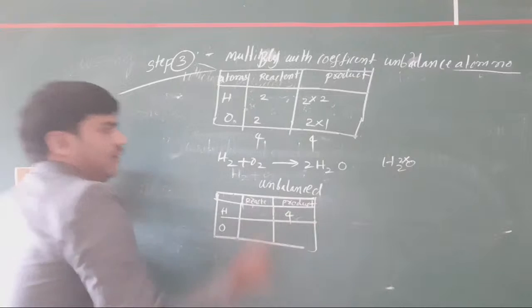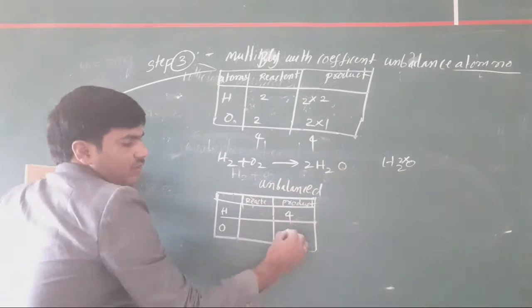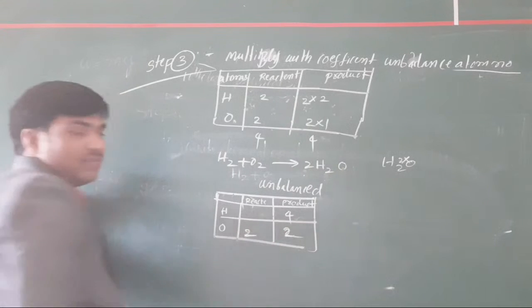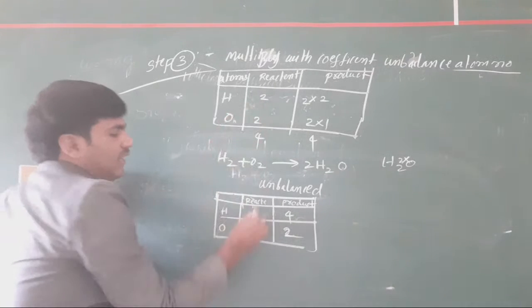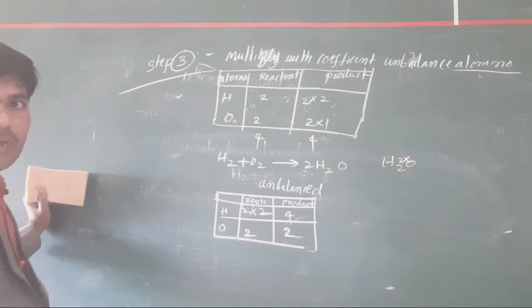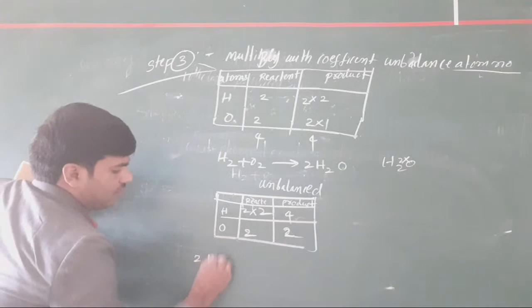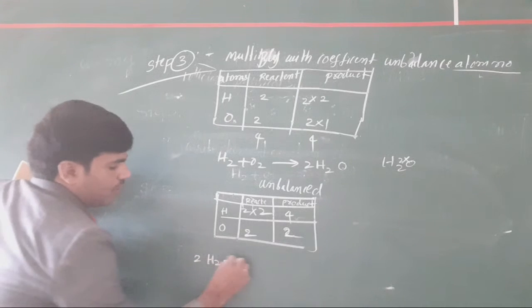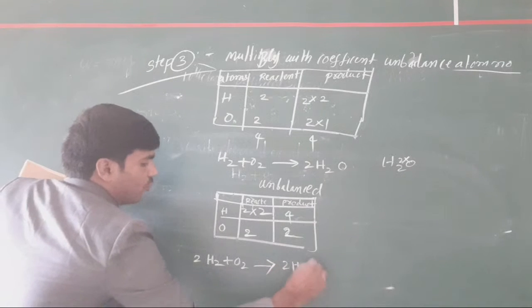Here on the product side, how many hydrogens are there? 4 hydrogens. How many oxygens are there? 2 oxygens. Now how many oxygens here? 2. But the hydrogens are not balanced. How many are there here? 2. So then multiply with 2. Clear or not, all of you? Automatically our equation now becomes 2H2 plus O2 gives rise to H2O.